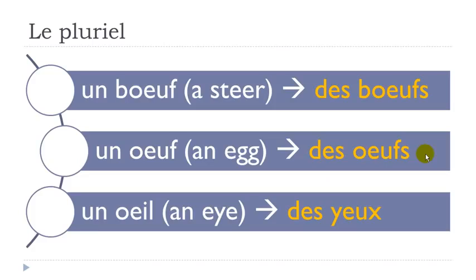And then the last one, this is probably the most strange one, un œil. Des yeux. Yeux, okay? Don't pronounce the final x as usual. Yeux, des yeux.